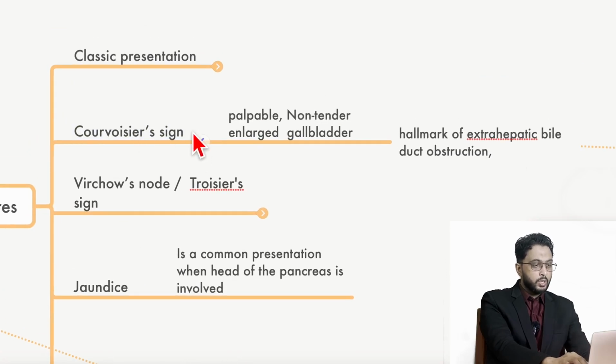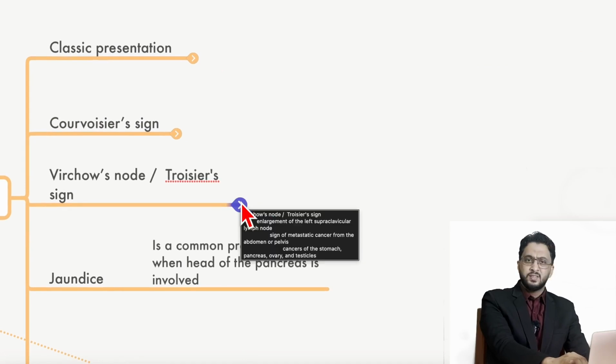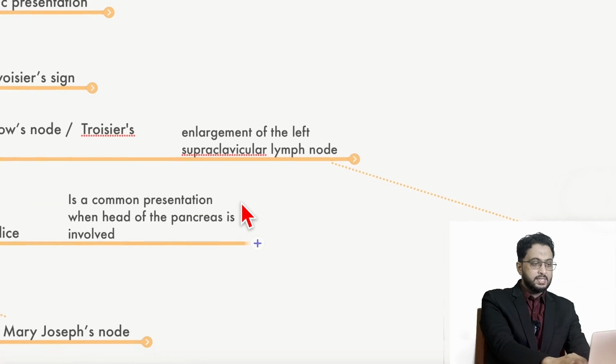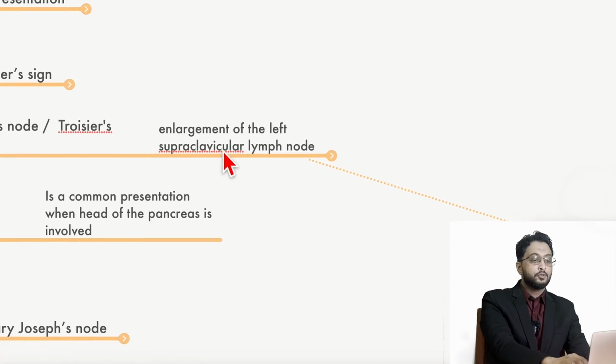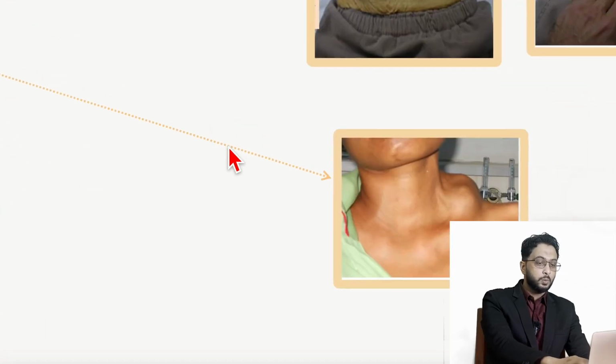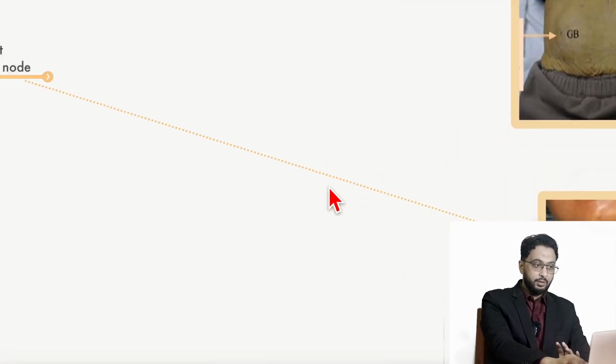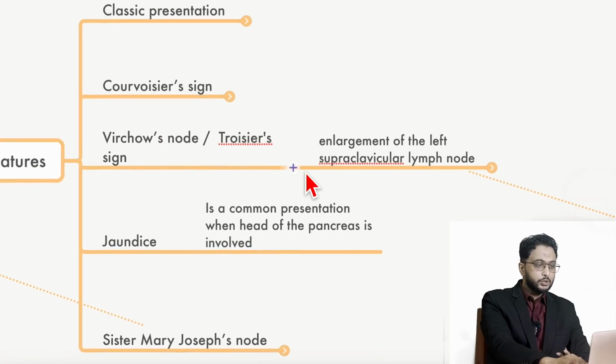Let's go into the next one, which is Virchow's node or Troisier sign. Basically, it's an enlargement of the left supraclavicular node. So where is the clavicle? This is the clavicle, this is the sternum. Supraclavicular means above the clavicle. I'll show you the picture out there. This is a little exaggerated, but you see this kind of thing in this patient. So that is called Virchow's node or Troisier sign.